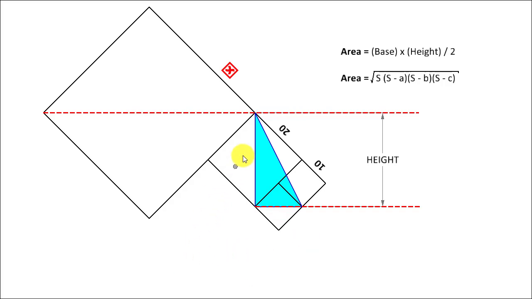So let us go ahead and work out the height and base. The base is going to be 10 and 10. So this is 10 root 2. Similarly, the height is going to be, this is 20, this is 20. So it will be 20 root 2.